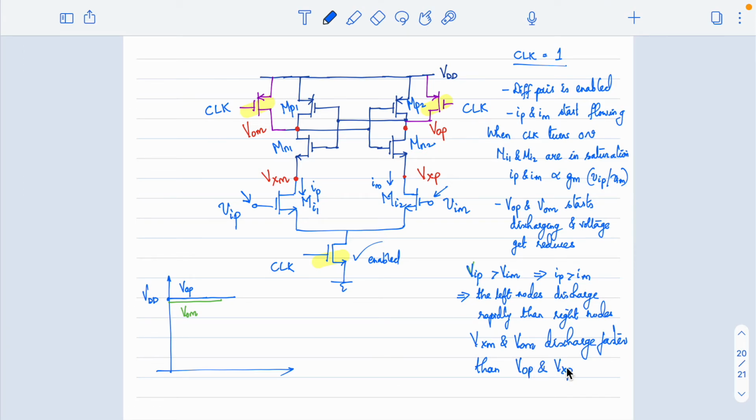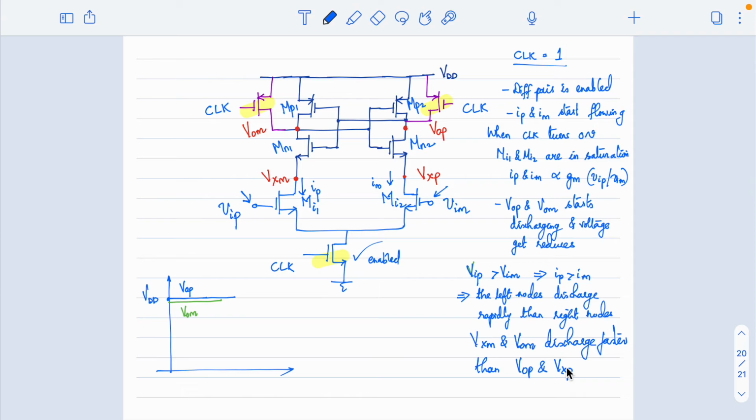Right. Now, how does this affect the operation, or how does this help the comparator make a suitable decision? What do you think? If VXM and VOM are discharging at a faster rate than the other nodes, what will happen?